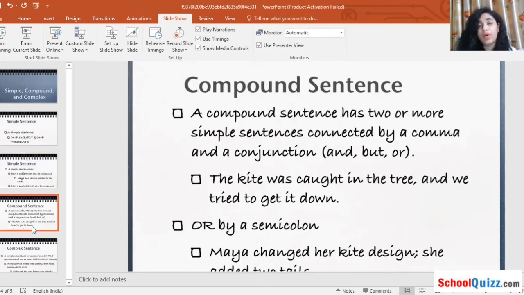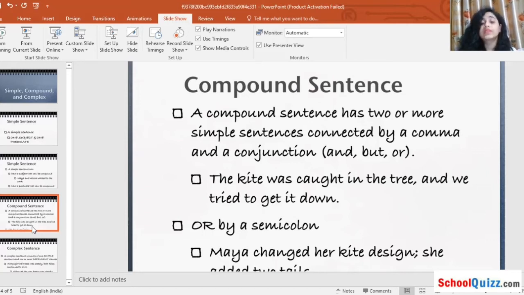So let us see what a compound sentence is. It is a bit more complicated than the simple sentence. A compound sentence has two or more simple sentences connected by a comma and a conjunction. Now, a conjunction can be and, but, or, either, nor, neither. Those can be added so that we can identify that it is a compound sentence.